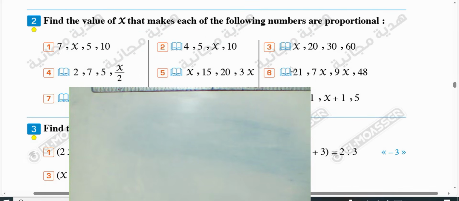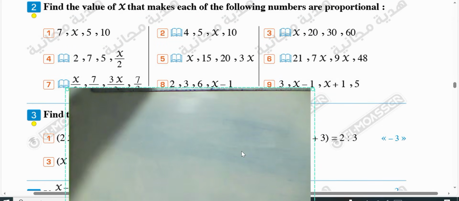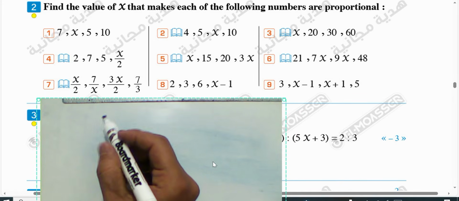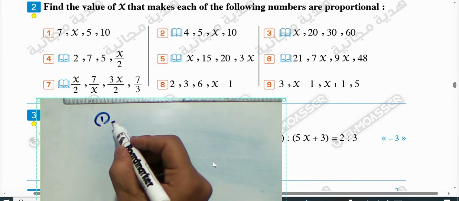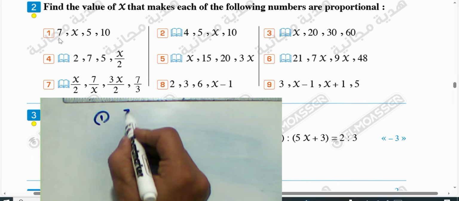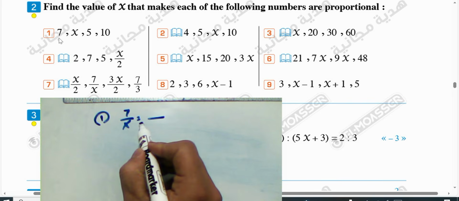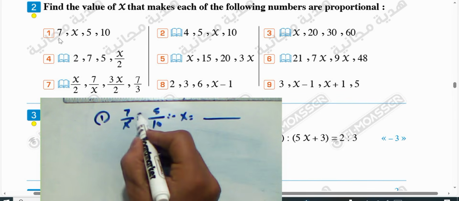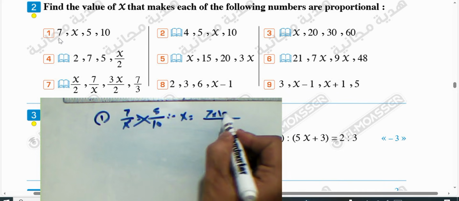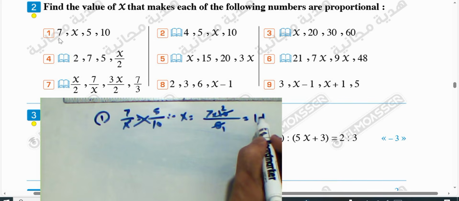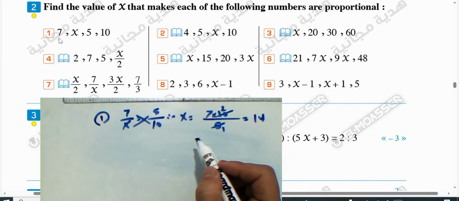Next question. Find the value of x that makes each of the following proportions true. We will solve number 1 first. We have the first, second, third, fourth: 7 over x equal 5 over 10, then the value of x will be equal 7 times 10 divided by 5. 10 divided by 5 equal 2. 2 times 7 is 14.